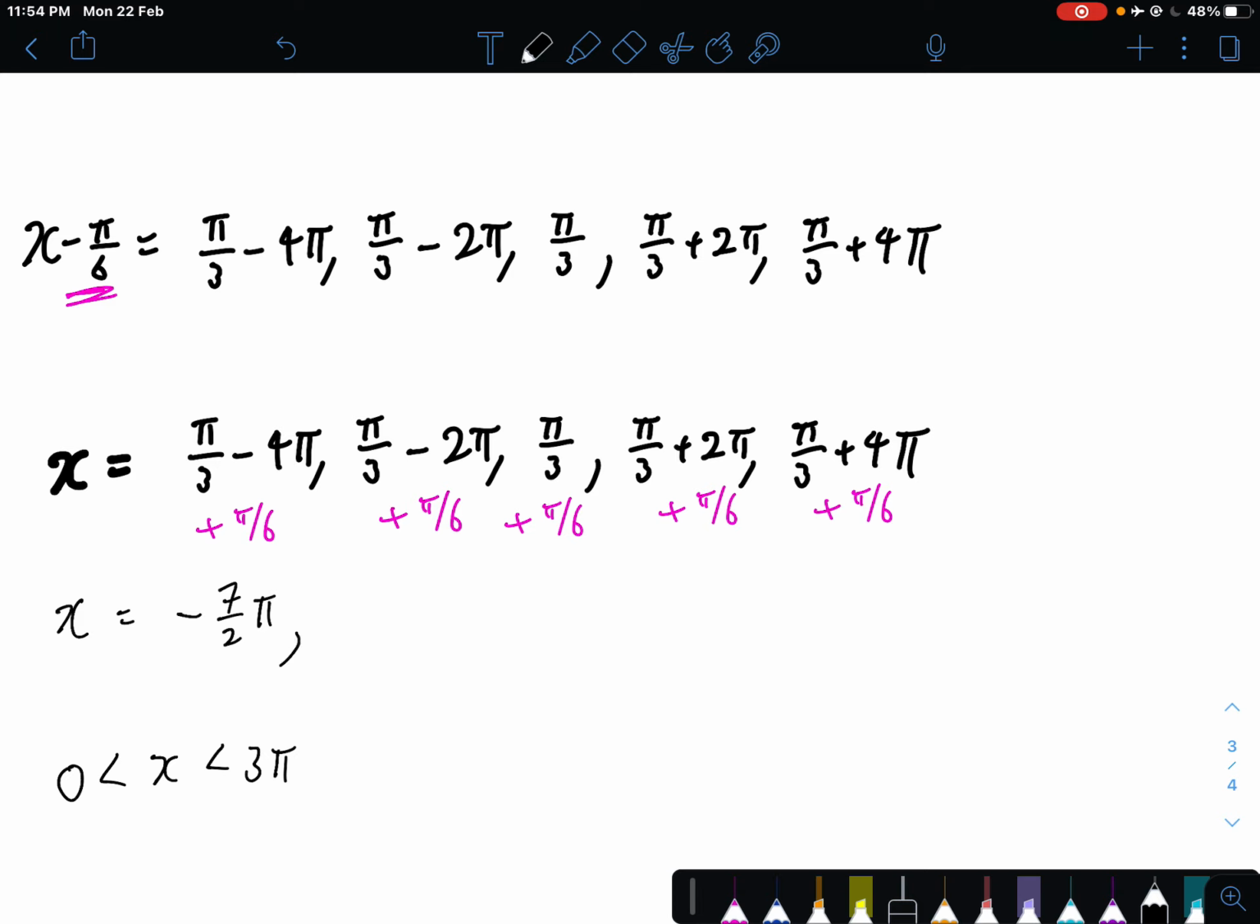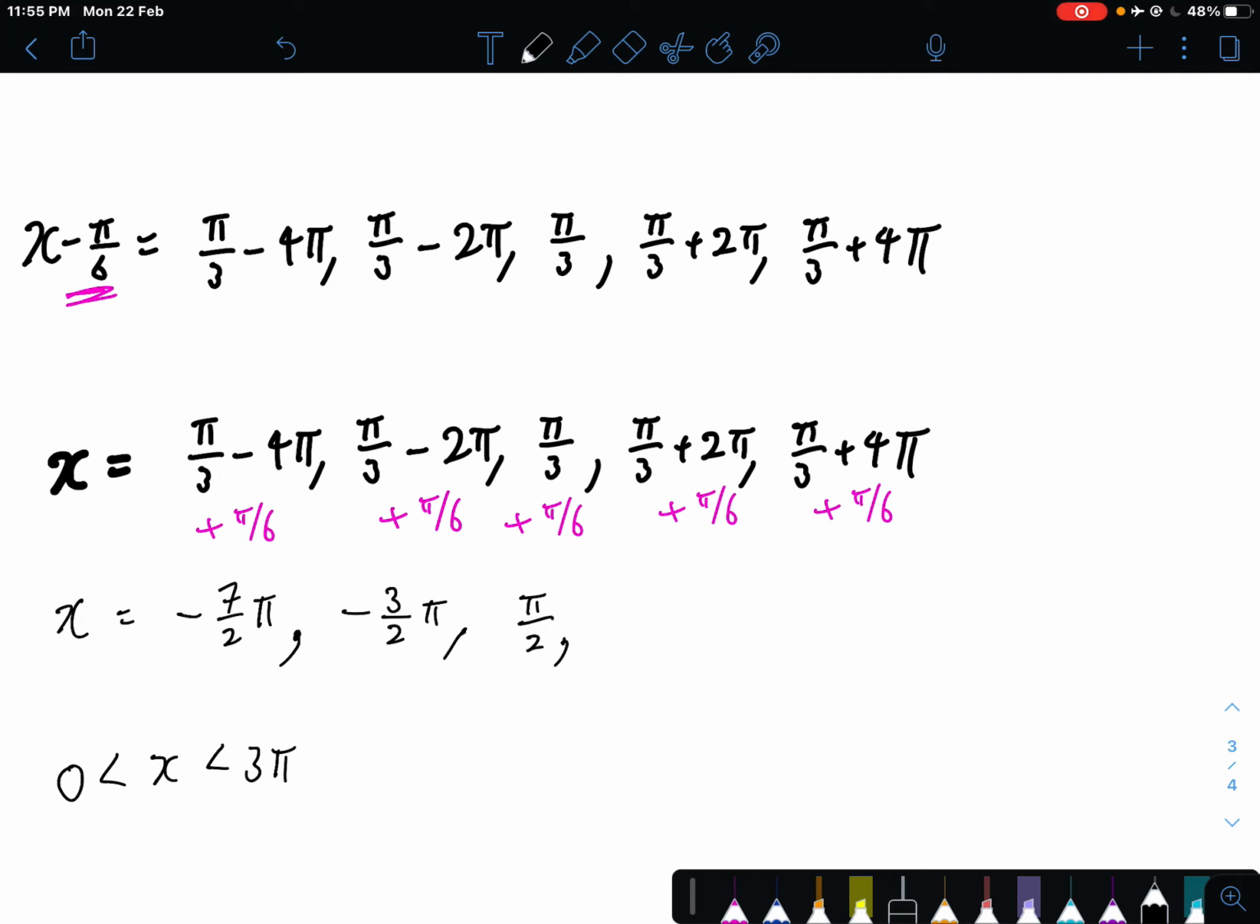But just for the sake of completion, we'll leave it there. We'll write down the answer. Pi over 3 minus 2 pi plus pi over 6, the next one, is simply factor out the pi. 1/3 minus 2 plus 1 over 6. What do you get? Minus 3 over 2 pi. Next one, pi over 3 plus pi over 6. That's what we solved already. It's really just half a pi.